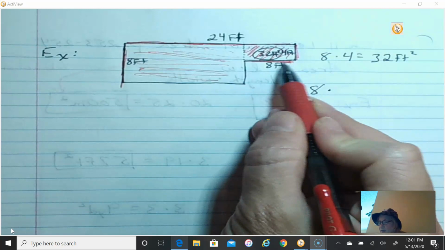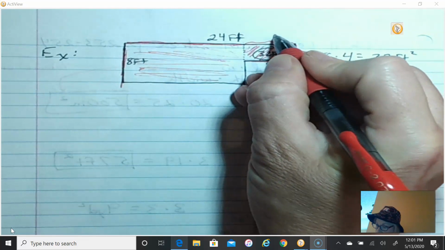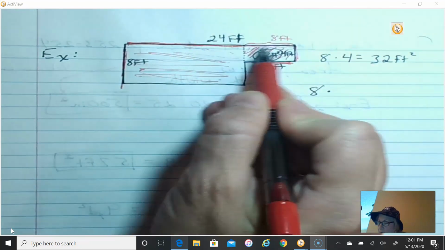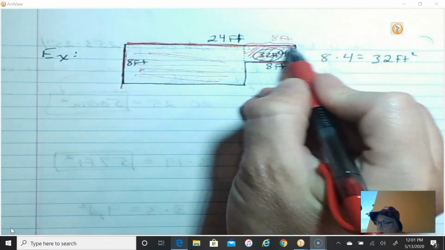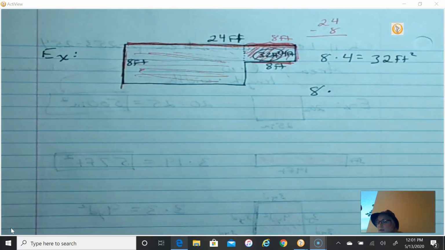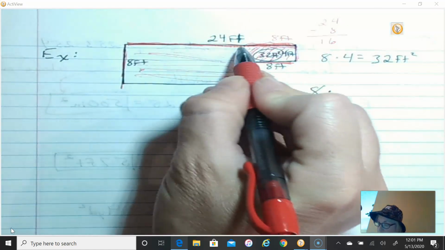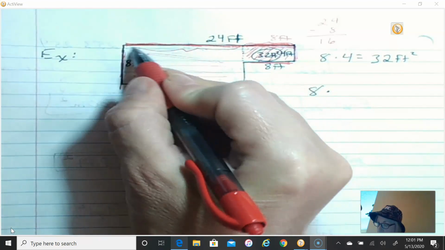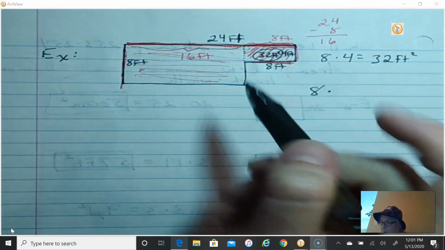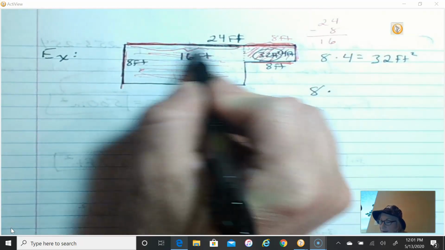Notice this is 8 feet. Therefore, from here to here is 8 feet. So if this whole thing is 24 and this is only 8, if we do 24 minus 8, what do we get? That's right, we get 16. So then what we find out is from here to here is 16 feet. I have to write that in black so you can see it. 16 feet. Okay, from here to here is 16 feet.